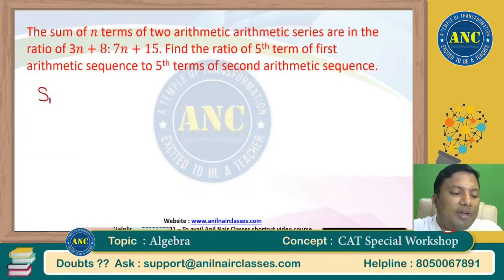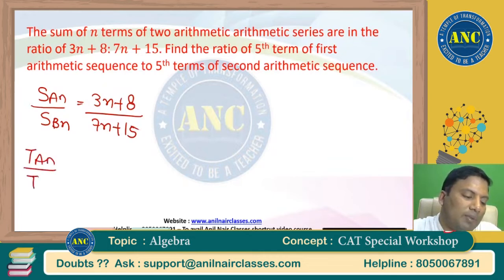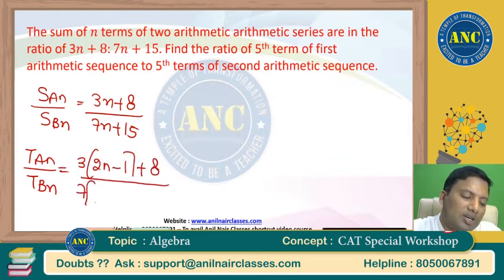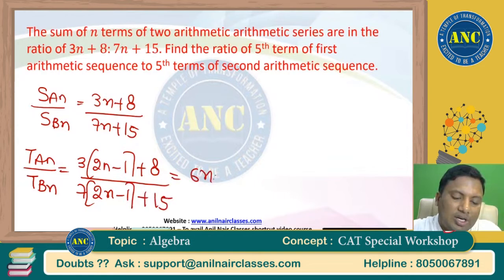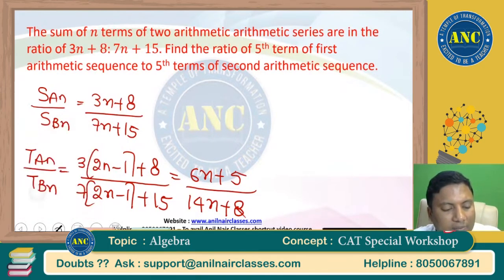Next one. Sum of n terms ratio SAn by SBn is nothing but 3n plus 8 divided by 7n plus 15. I want the nth term ratio. Just now we have seen TAn by TBn. It is nothing but 3 into 2n minus 1 plus 8 divided by 7 into 2n minus 1 plus 15. These are nothing but 6n plus 5 over 14n plus 8. So these are TA5 by TB5.